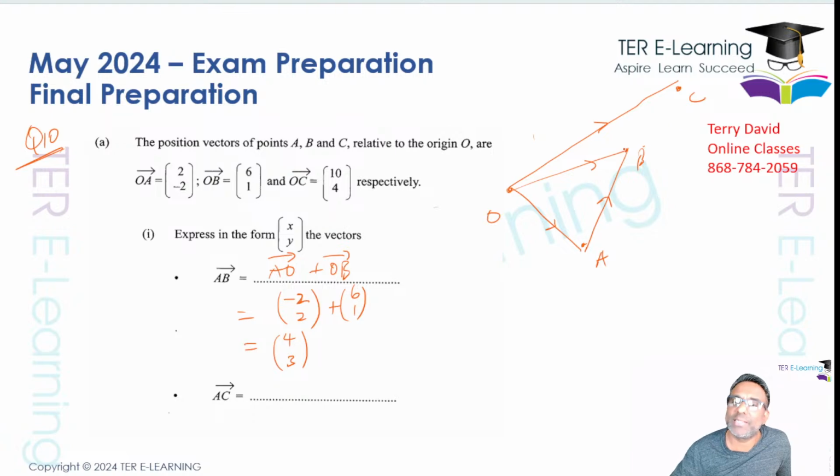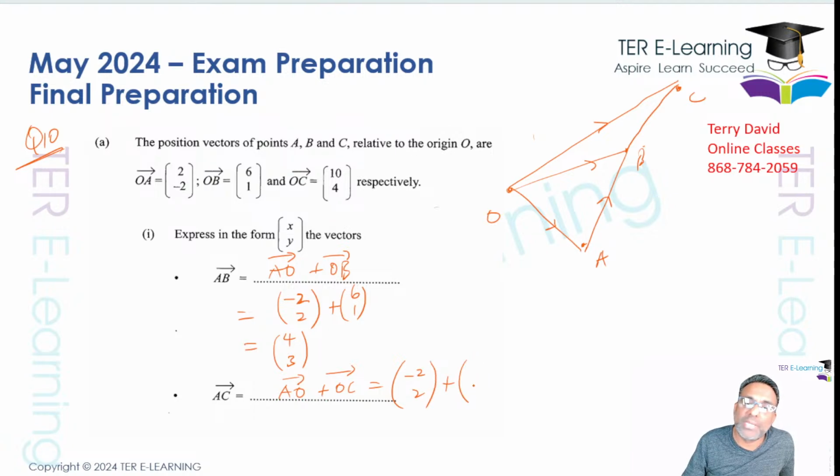Next thing we want to get is the vector AC. So you're going all here. The vector AC is simply AO plus OC, in which case AO is the same, minus 2, 2, and you're adding that to the vector OC, which is 10, 4. Minus 2 plus 10 is going to give us 8, and 4 plus 2 is going to give us 6. So that's the vector AC.